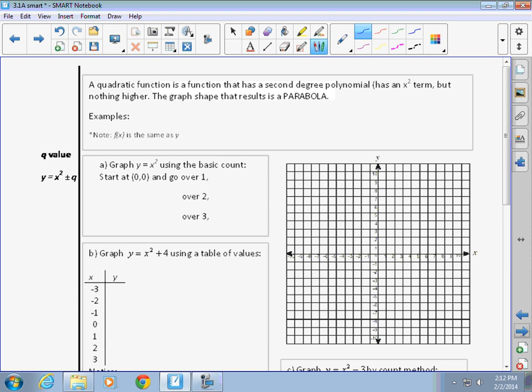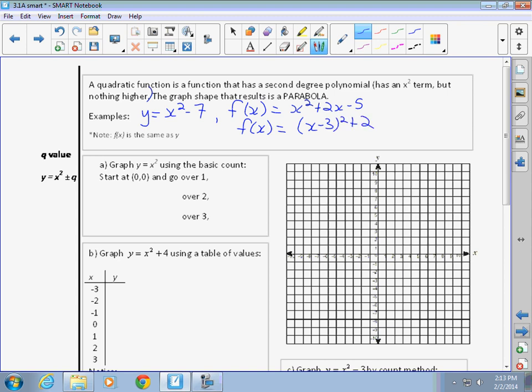So a quadratic function is a function that has a second degree polynomial, which just means it has an x squared term, but nothing higher. The graph shape that results is a parabola. So some examples of parabolas. I could have y is equal to x squared minus 7. I could have the function of x is equal to x squared plus 2x minus 5. Or I could have the function of x is equal to (x minus 3) squared plus 2.